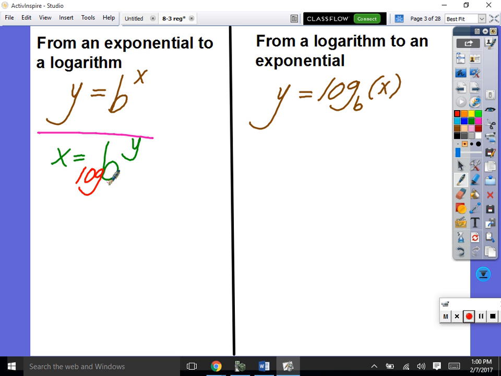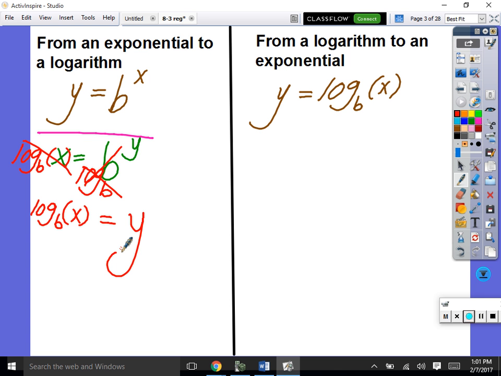So we're going to take log to the base b, and we've got to do that to both sides of the equation. So I did it to both sides. Now over here, we have log to the base b of x equals, now look, log to the base b and base b cancel out, that's what inverses do, equals y. And now we have written it as y equals log to the base b of x. So we just rewrote that as a logarithm.